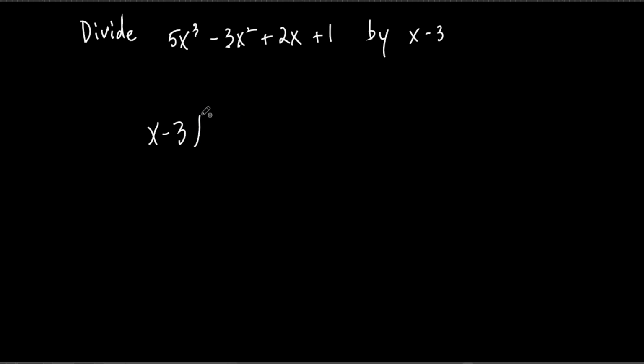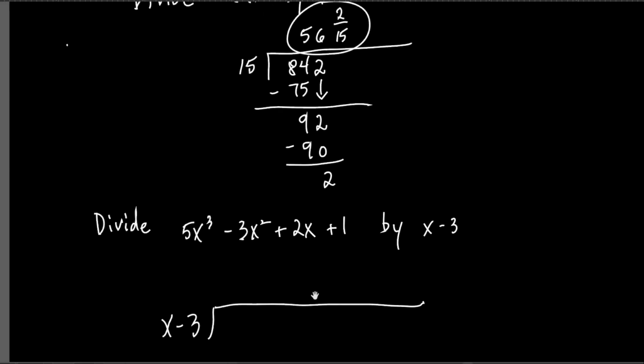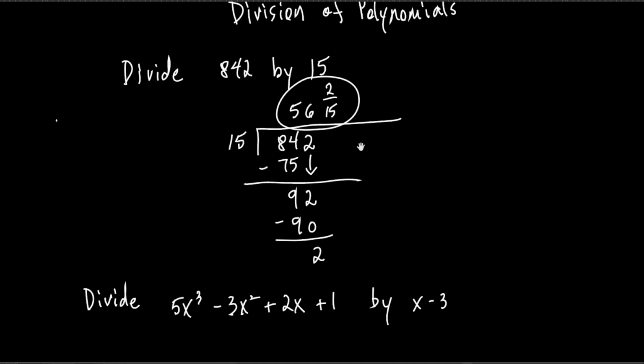Oops, let me make this a little straighter. There we go. All right, we're dividing all this mess by x minus 3. So the x minus 3 goes on the outside, just like the 15 went on the outside of the other one, right? You got the other one in front of you, right? So we're going to use this as our guide, all right? It says divide 842 by 15. That means the 15 goes on the outside, the 842 goes inside.